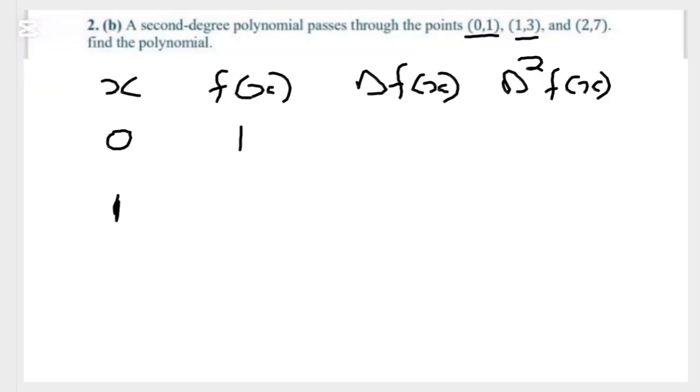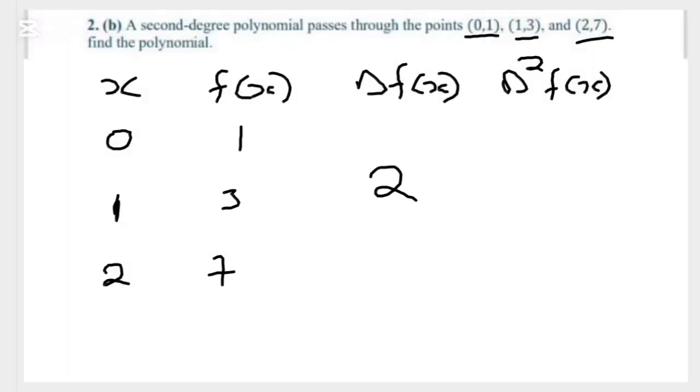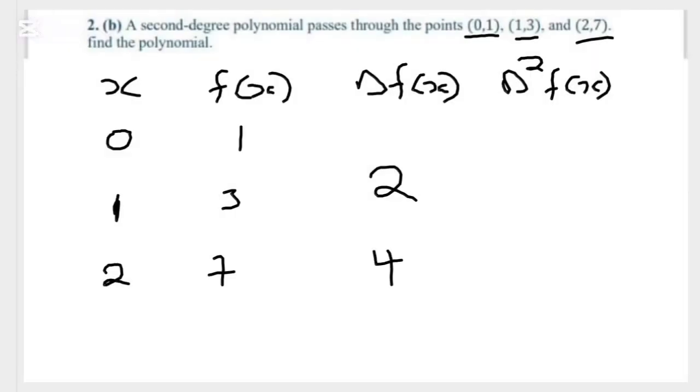You have 1 here and you have 3 here, and 2 and 7. You now keep it. I have 2 here. I have 7 here. Then 3 minus 1, you get 2. So you have to insert the 2 somewhere around here. Then 7 minus 3, you get 4. So you now put your 4 here.